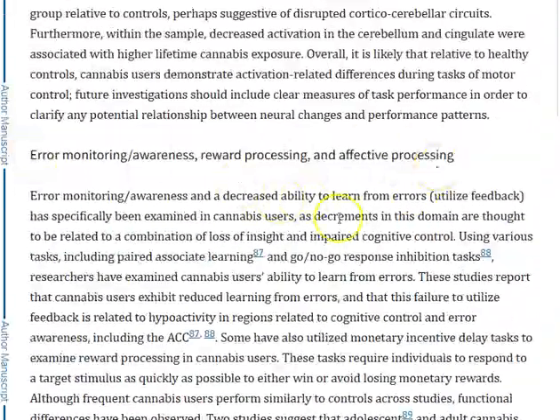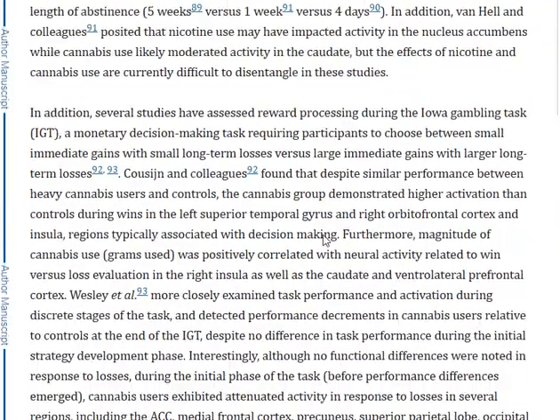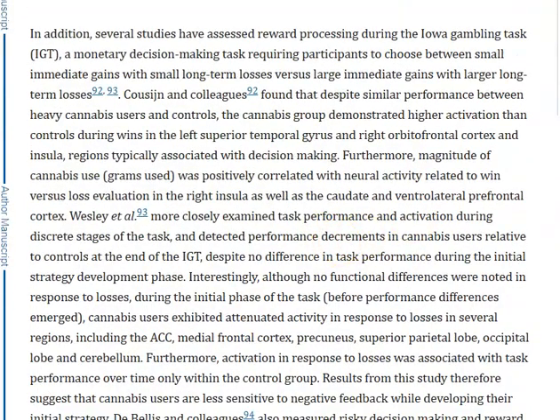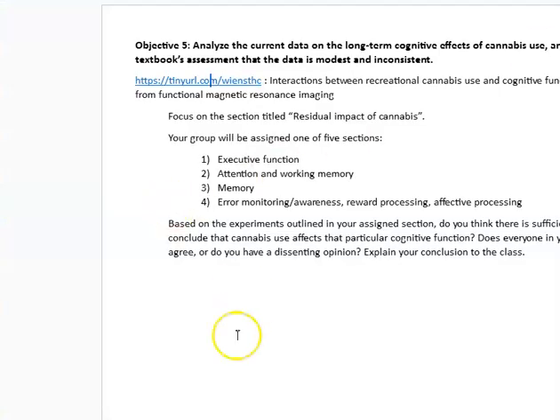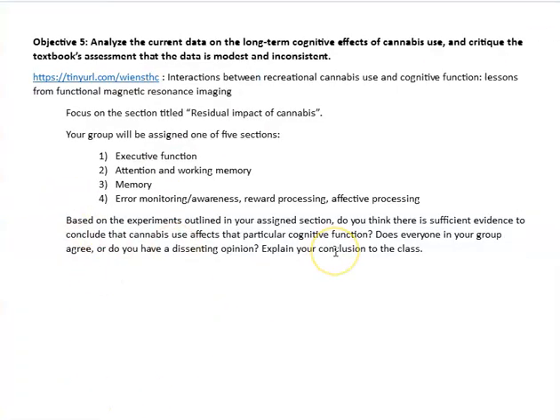Choose one of those, read that one section in more detail, and determine if you think we have enough evidence to say that that particular cognitive function is disrupted by cannabis use. Write those thoughts down and bring them to class, and we will discuss them during our overall discussion in class.